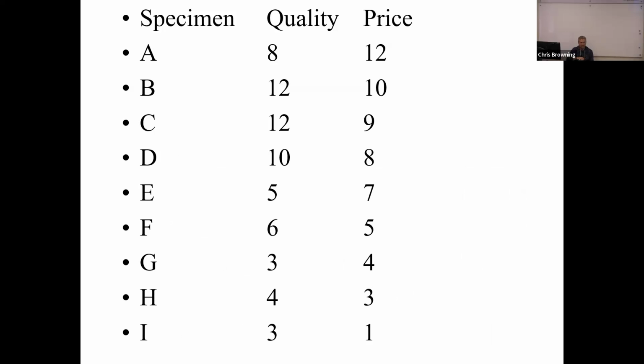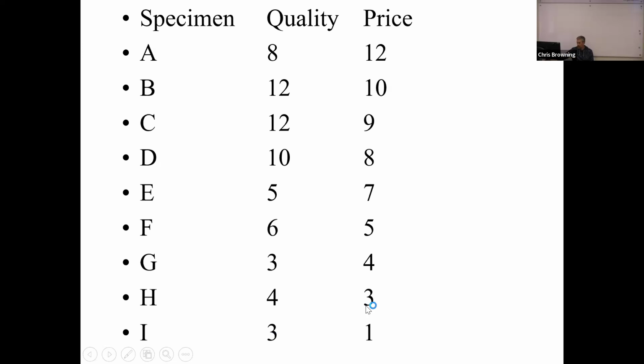So if we wanted to start this, the easy way to do it is just to go to the lowest price. Okay, so let's go and find the price of $1. There it is with product I. Is there anything that provides that quality at a lower price? No. So product I is by default going to be on the perfect information frontier because it provides a quality of 3 at the lowest price. So it's on. All right, let's go to the next price.